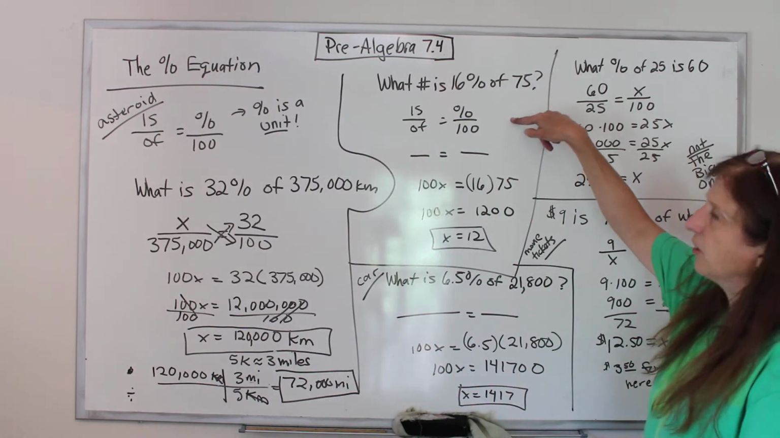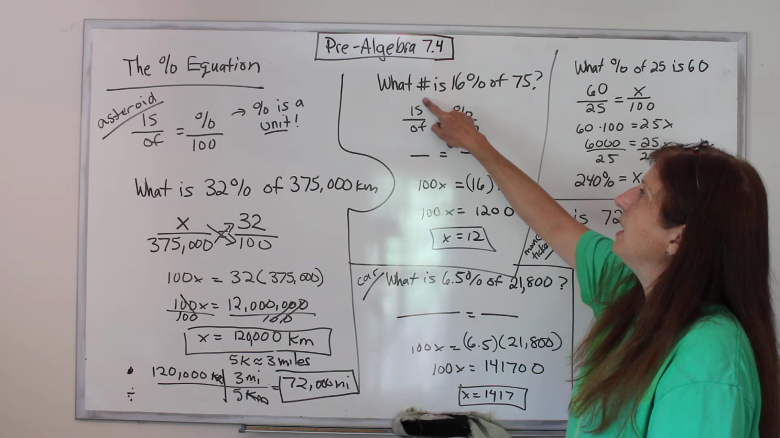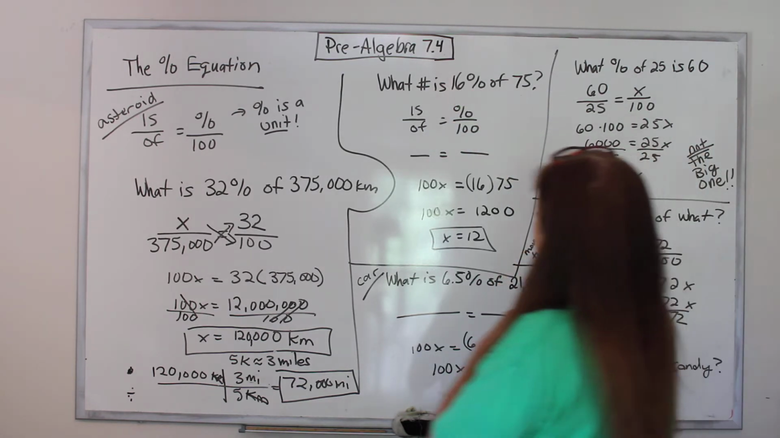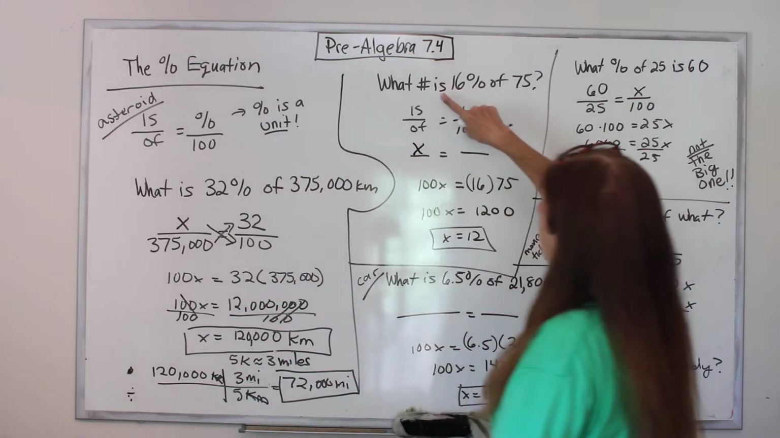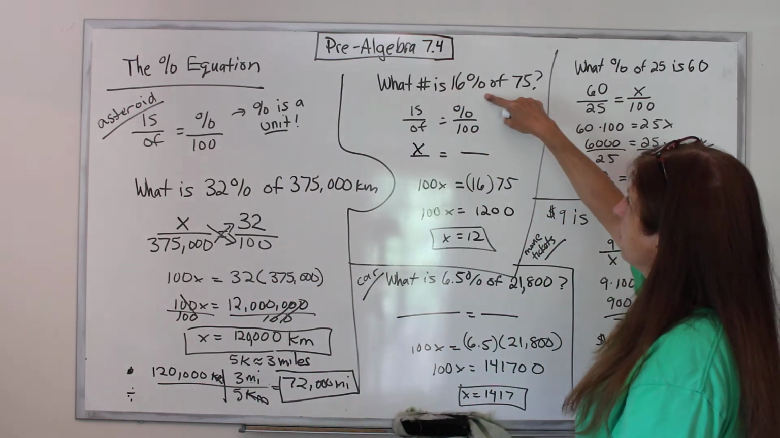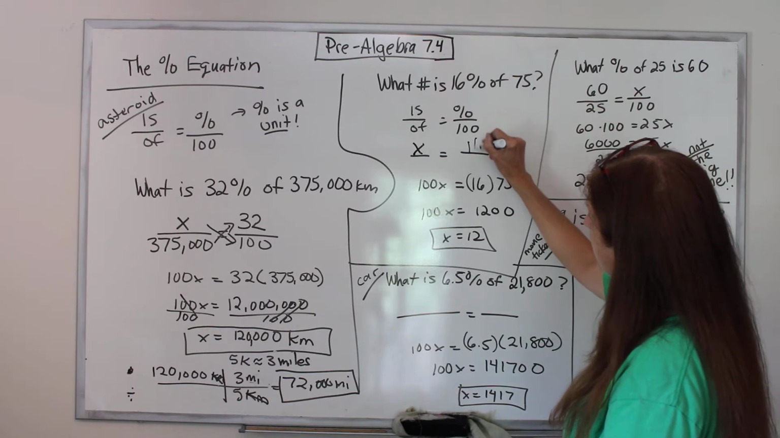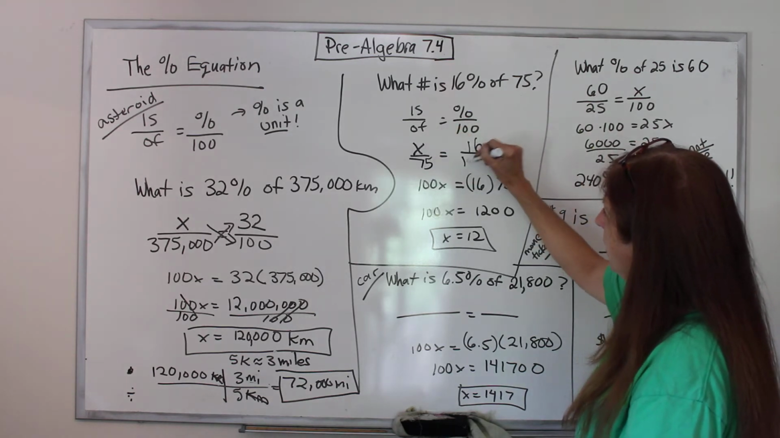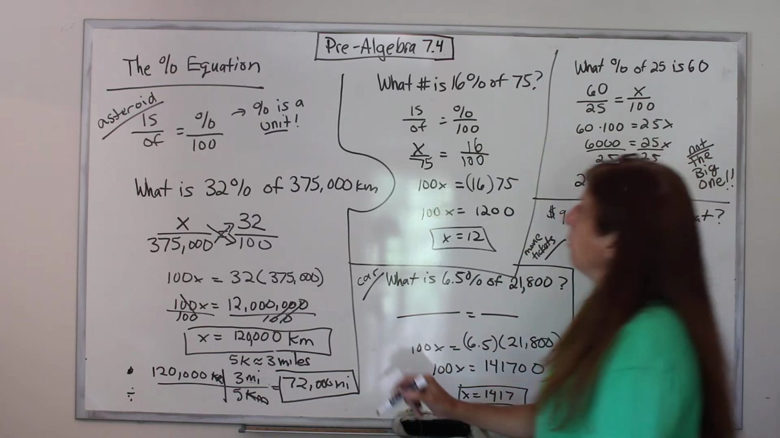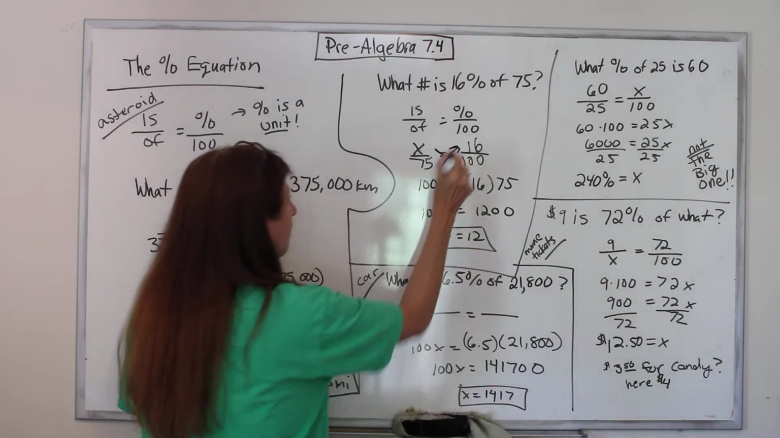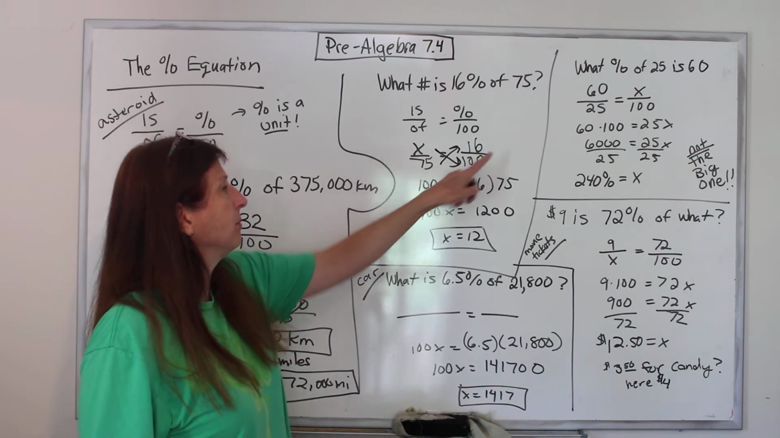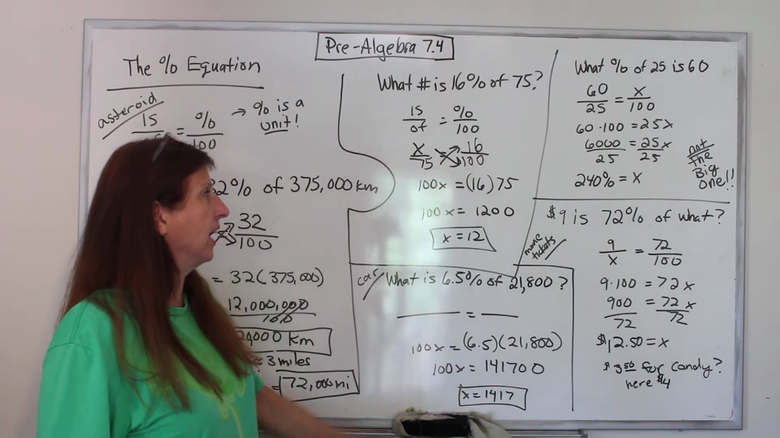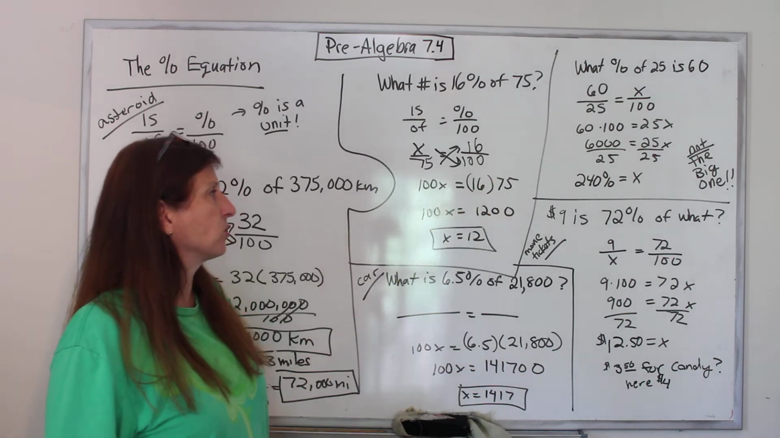All right, so here's a classic problem. What number is 16% of 75? So which one's the x? The "what number" is the x. Percent is after 16, so that's the percent of 75. 75 is the "of", 100 is always 100. We cross multiply. X times 100 is 100x. 75 times 16 goes on the other side. 16 times 75 is 1200.